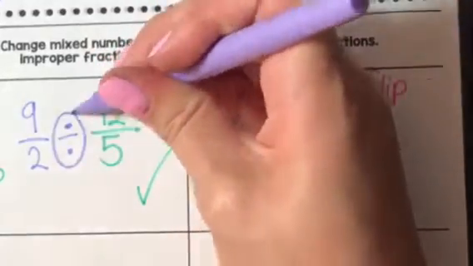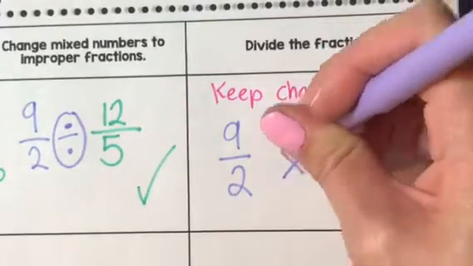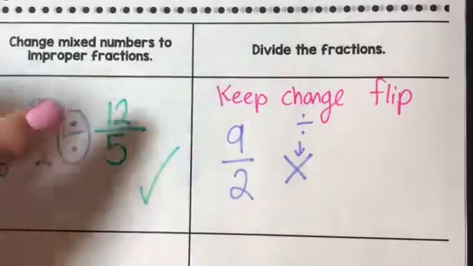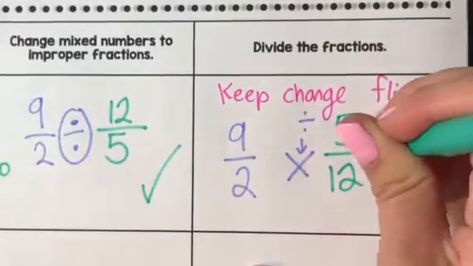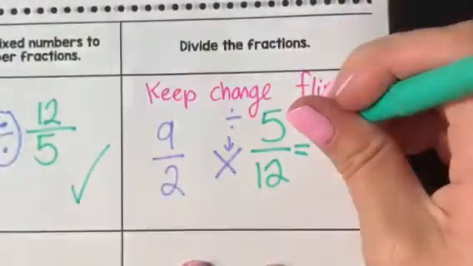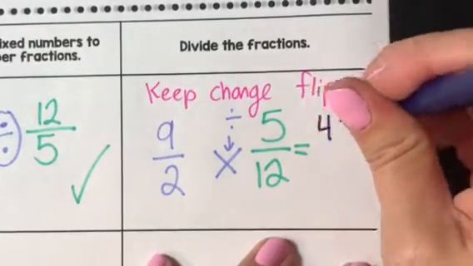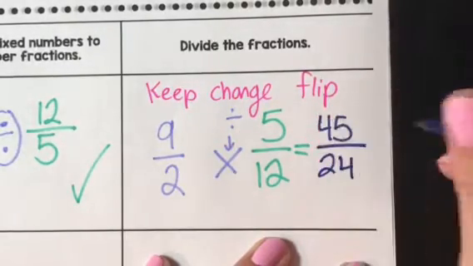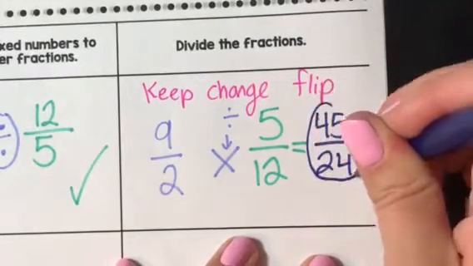I'm changing my division sign. I'm changing it from this to multiplication. And then I'm going to flip my second fraction. Its reciprocal. If I flip this over, it would be 5 over 12. And then I would multiply across. 9 times 5 is, I'm going to use a different color, 9 times 5 is 45. 2 times 12 is 24. And now look, I have a fraction greater than 1. So this is my initial answer.